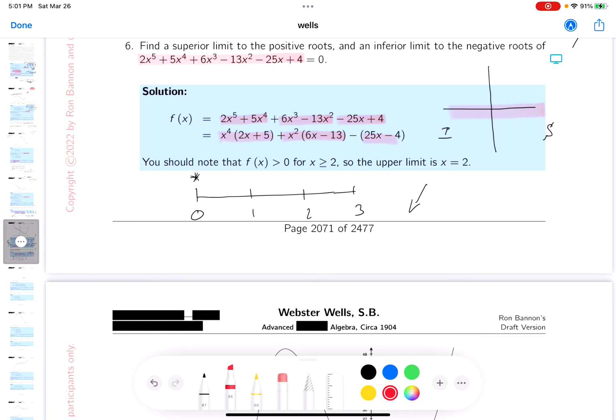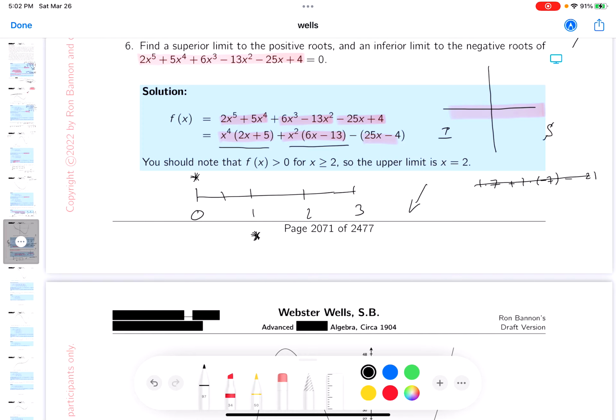So at one, let me just quickly go through that. You're going to get 1 times 7, plus 1 times, well, that's going to be 6 minus 13. That's going to be minus 7, right? Isn't that convenient? Minus, well, it's going to be 25 minus 4, which is 21. Now, I hope you realize it's negative over here. So what do I know by the intermediate value theorem? It definitely poked through. I know that much. I'm going to cross this out, and I'm not saying it's easy.